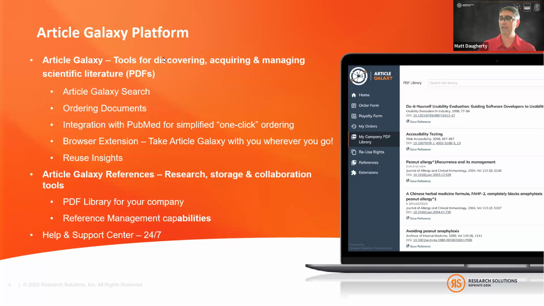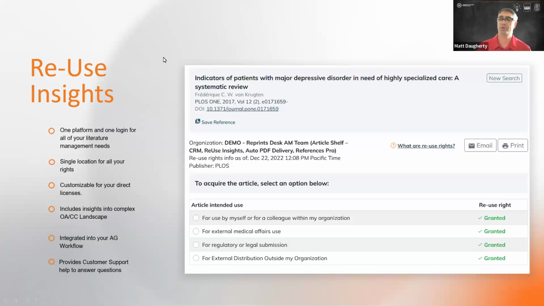All right, and so like I mentioned, we are going to be focusing on the Reuse Insights tool today, and this is a wonderful tool that really helps to ensure that your organization remains copyright compliant. It's a platform that is integrated directly with Article Galaxy, and it's really just a single location for your organization's reuse rights, right? So you're going to be able to go in there and look at those articles or publications that are going to be important to your needs and see how can you reuse the content from those publications.